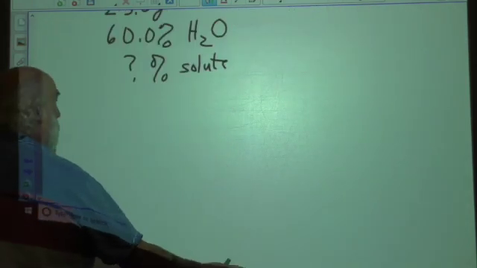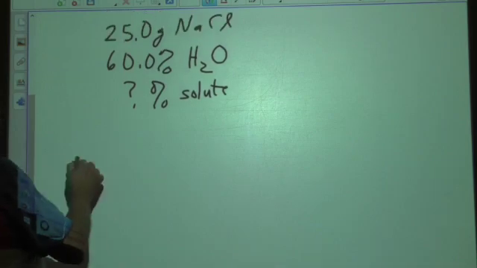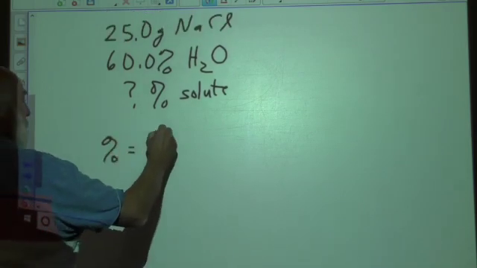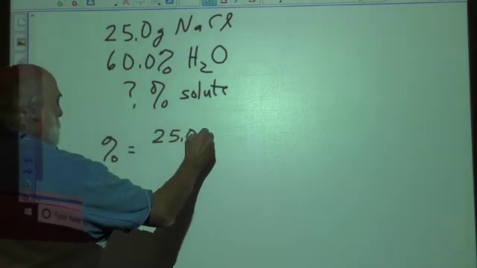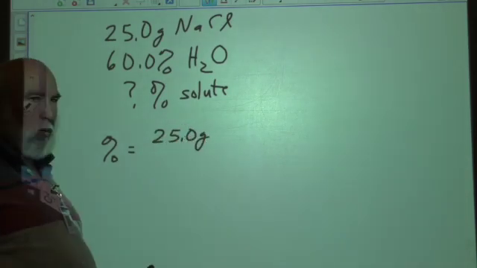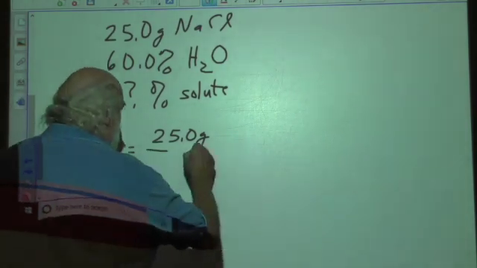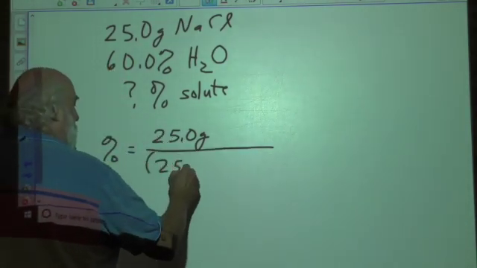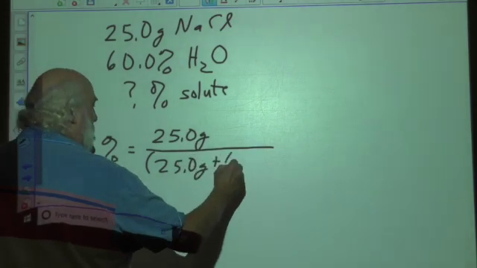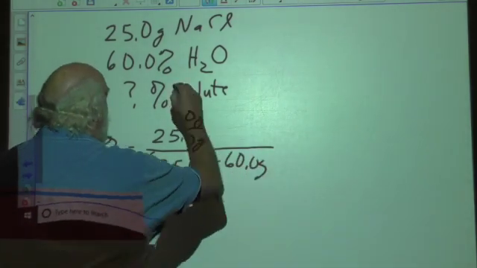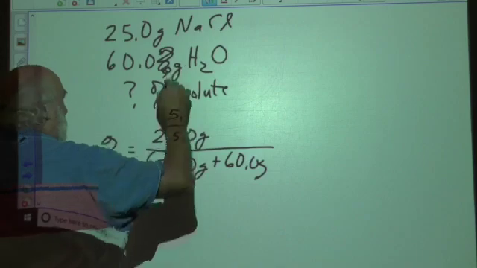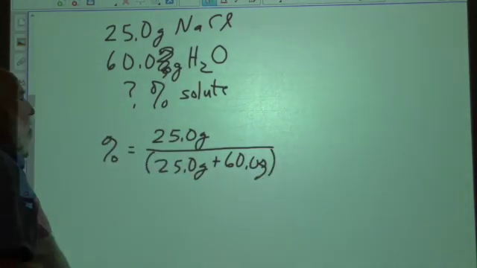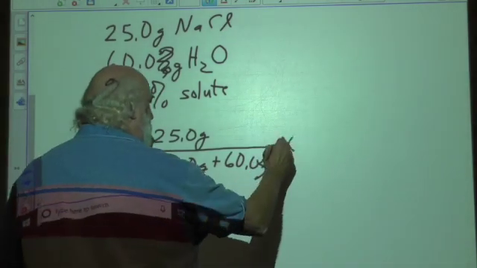So the formula for that will be percent is equal to 25 grams of solute. It's a solute because it's being dissolved in the water. That makes it the solute. Divided by the solution, which is the sum of 25.0 grams plus 60.0 grams. And I have percent here because I'm a dork. It's supposed to be grams. And then we're going to multiply that by 100.